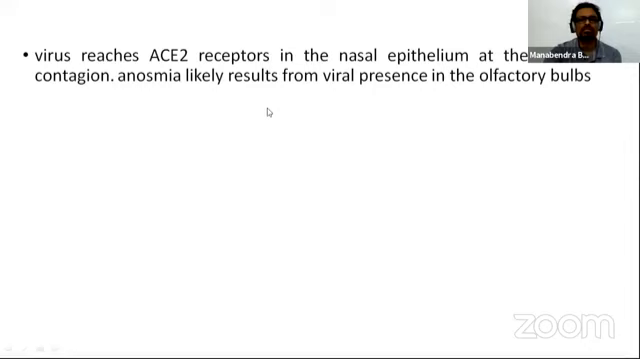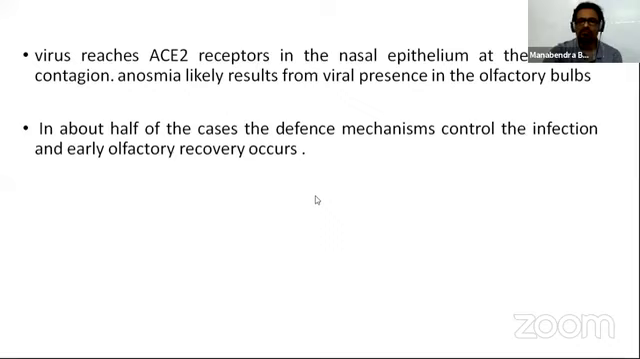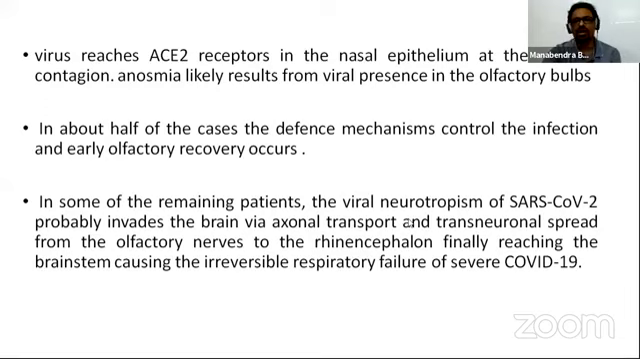In half of the cases, the defense mechanisms control the infection and early recovery occurs. In those cases, patients have experienced only anosmia. But in the remaining half of the patients, virus neurotropism takes place. The virus invades the brain via axonal transport to the rhinoencephalon, and then gains access to the brainstem and can cause respiratory failure.